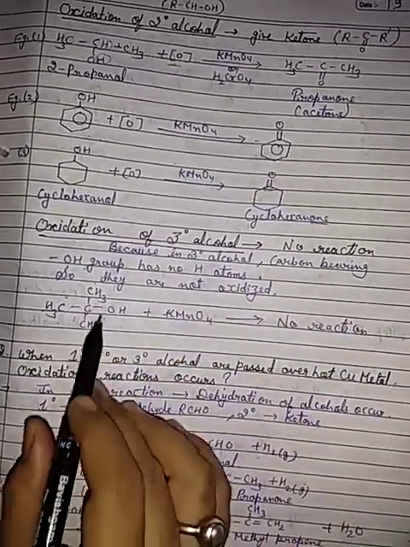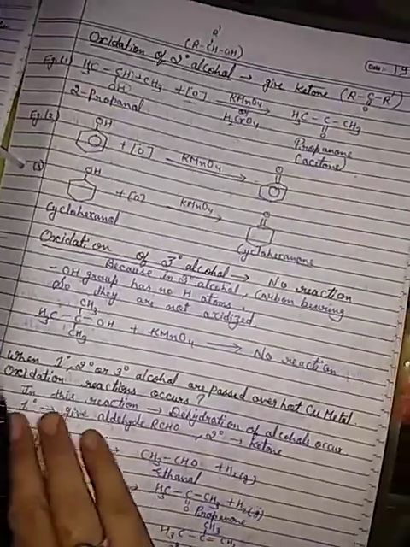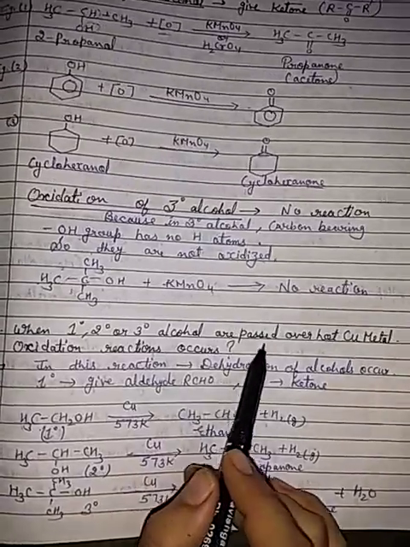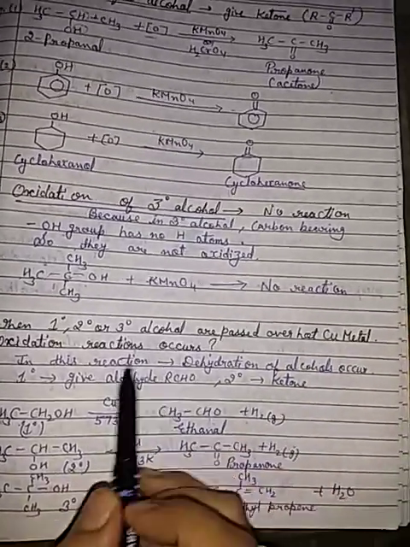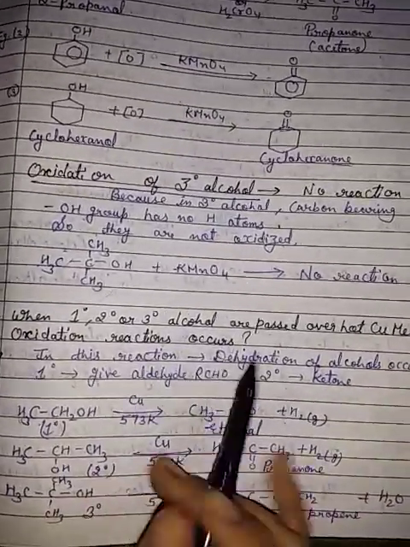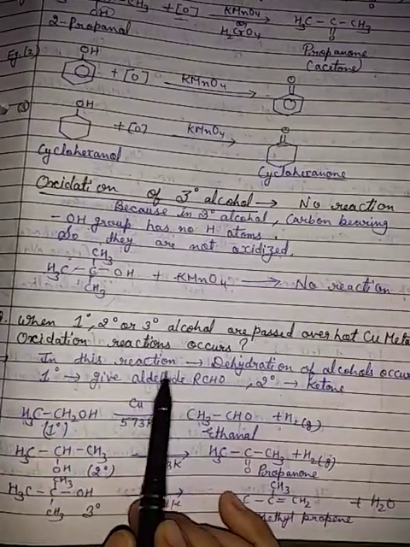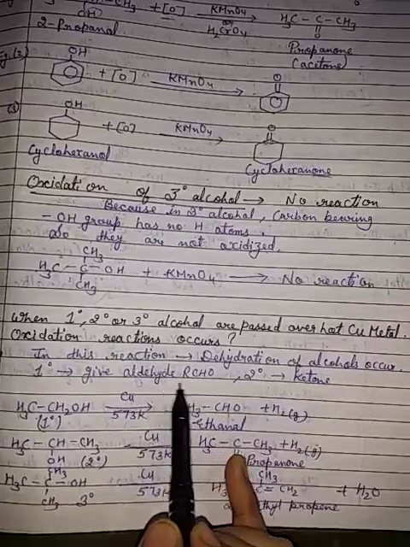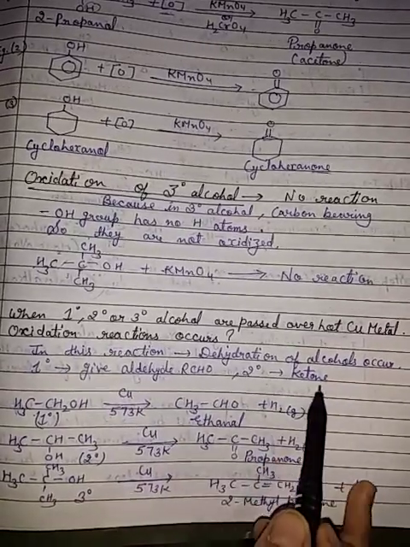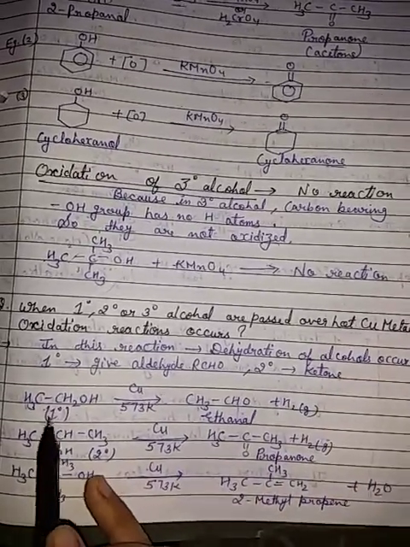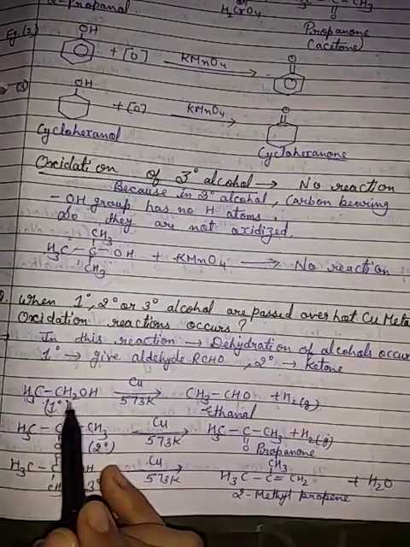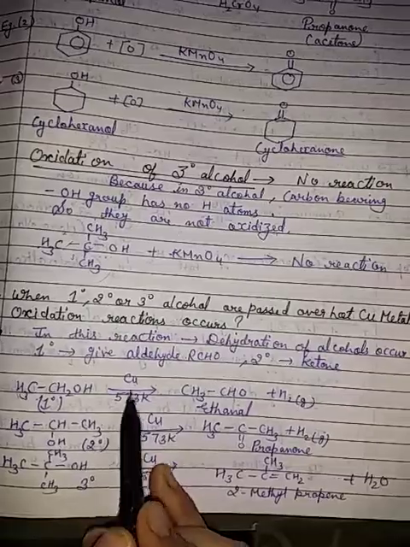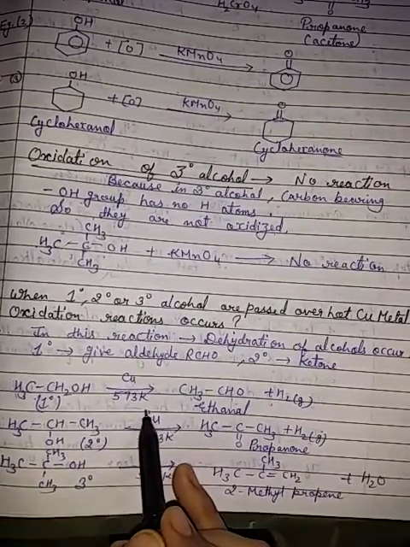A question based on this oxidation: when 1-degree, 2-degree or 3-degree alcohol is passed over hot copper metal, an oxidation reaction occurs. In this reaction dehydrogenation of alcohols occurs. So 1-degree gives aldehyde, RCHO, and secondary gives ketone. Like this example, we take 1-degree alcohol, OH attached to this carbon and this carbon attached to one carbon, in the presence of copper at temperature 573 Kelvin.